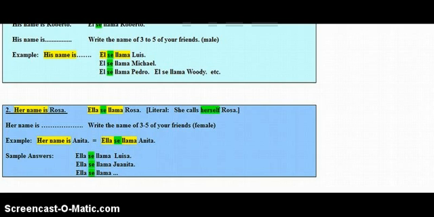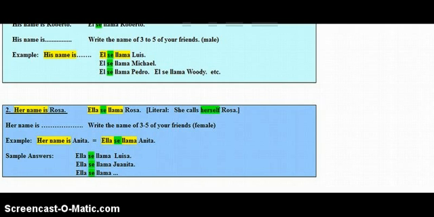Her name is Anita. Ella se llama Anita. She calls herself Luisa. Ella se llama Luisa. How do I say she calls herself Juanita? Ella se llama Juanita.